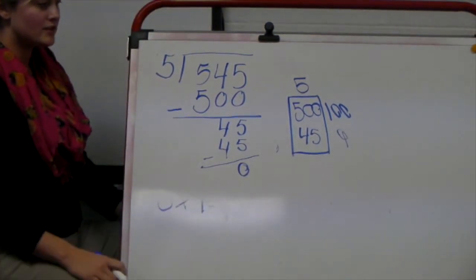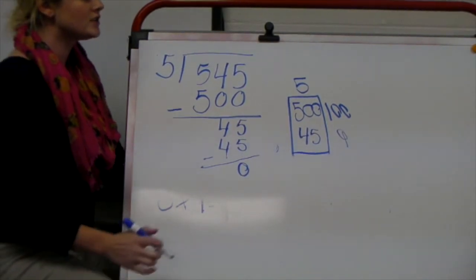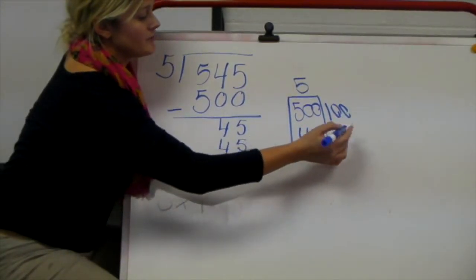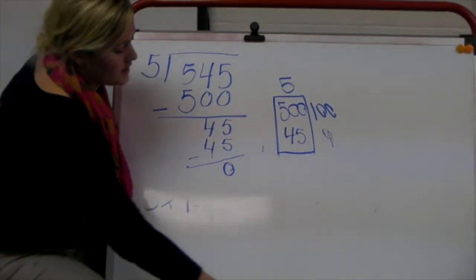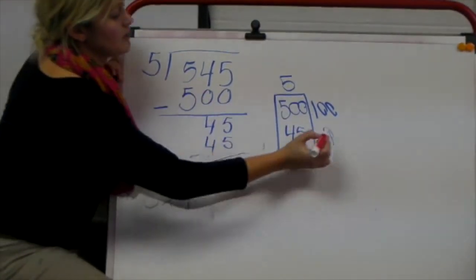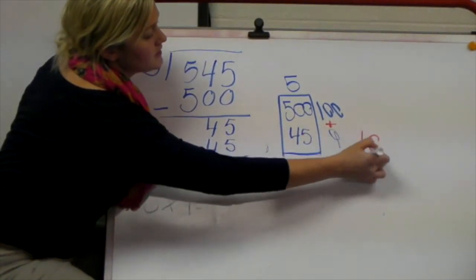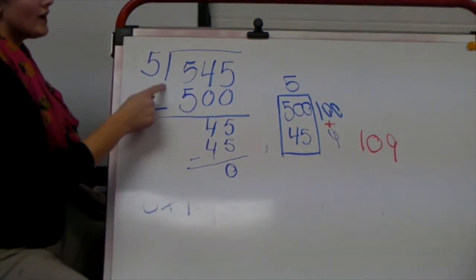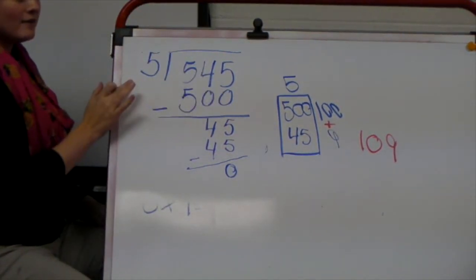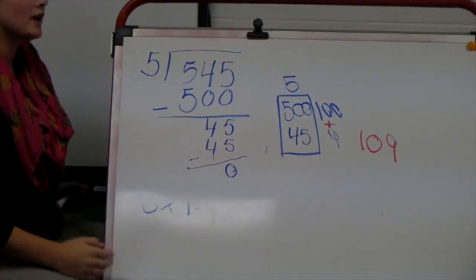where's my answer? And this is a tricky part that sometimes our students struggle with finding. The answer is on the outside over here. So what we're going to be adding together is 100 plus 9. So we know 100 plus 9 is 109. So the answer to 545 divided by 5 can be found on the outside if you add them up. So 109.